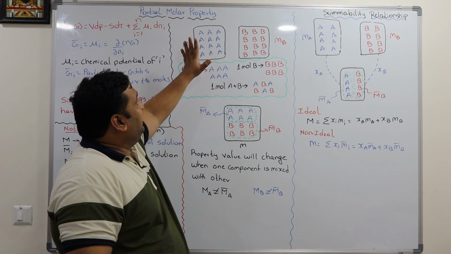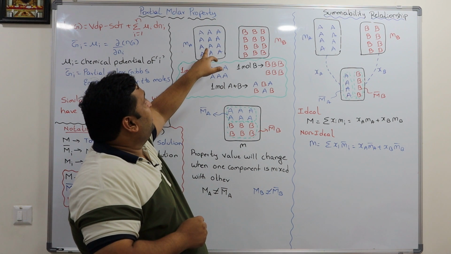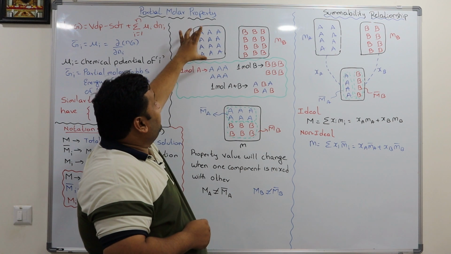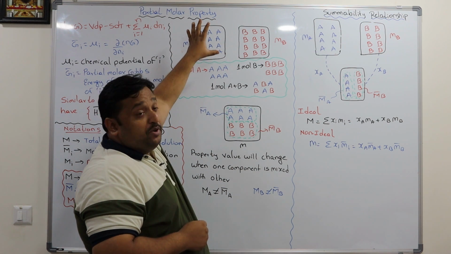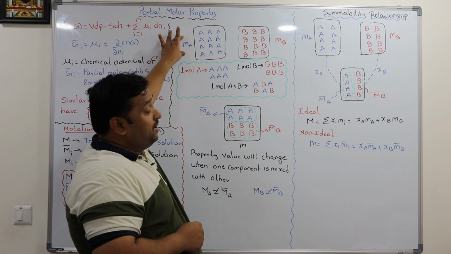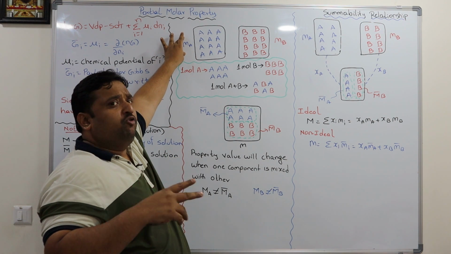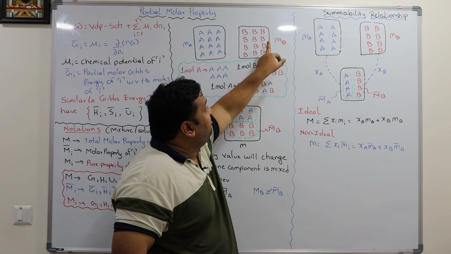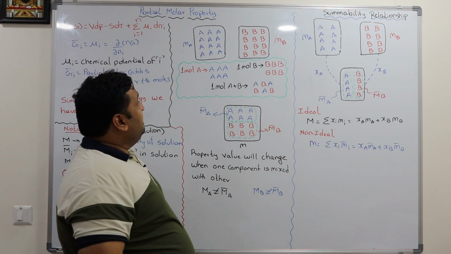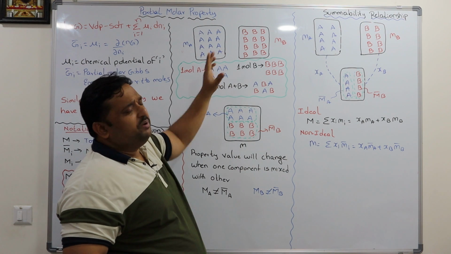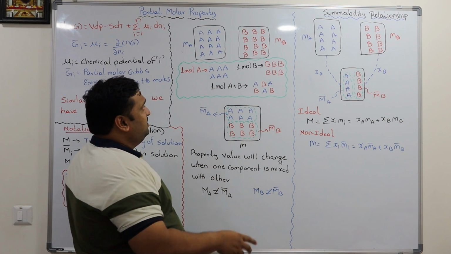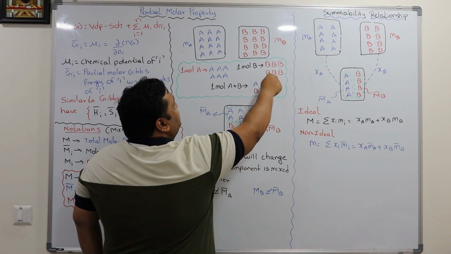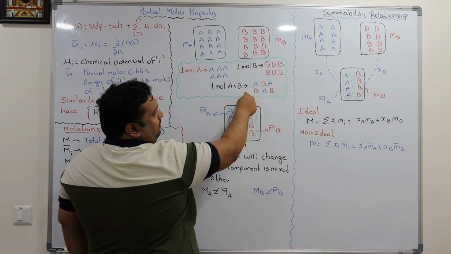Imagine a container containing molecules of A, and another container containing the molecules of B. Because it's pure A, the property of A is Ma. It could be Gibbs energy, enthalpy, internal energy, anything. The property of pure B is Mb. Imagine 6 molecules of A is 1 mole of A, 6 molecules of B is 1 mole of B, and 6 molecules of A plus 6 of B is 1 mole of A plus B.